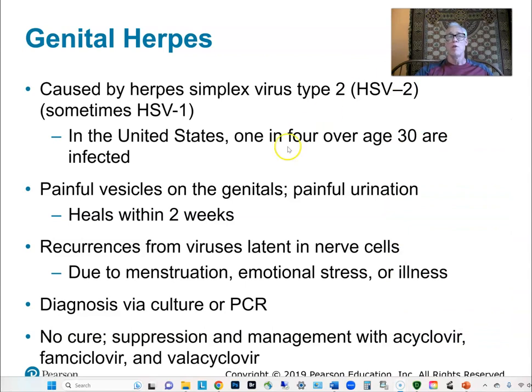Herpes. We talked about human herpes viruses 1 and 2, or herpes simplex viruses 1 and 2. Genital herpes is typically caused by herpes simplex virus 2, or human herpes virus 2, but it can be caused by herpes simplex virus 1. It's not a cut and dried thing where HSV1 causes cold sores and HSV2 causes genital herpes, although that is generally the division. Painful vesicles, little blisters, clusters of blisters form on the genitals, causing painful urination. They heal up within a couple of weeks.